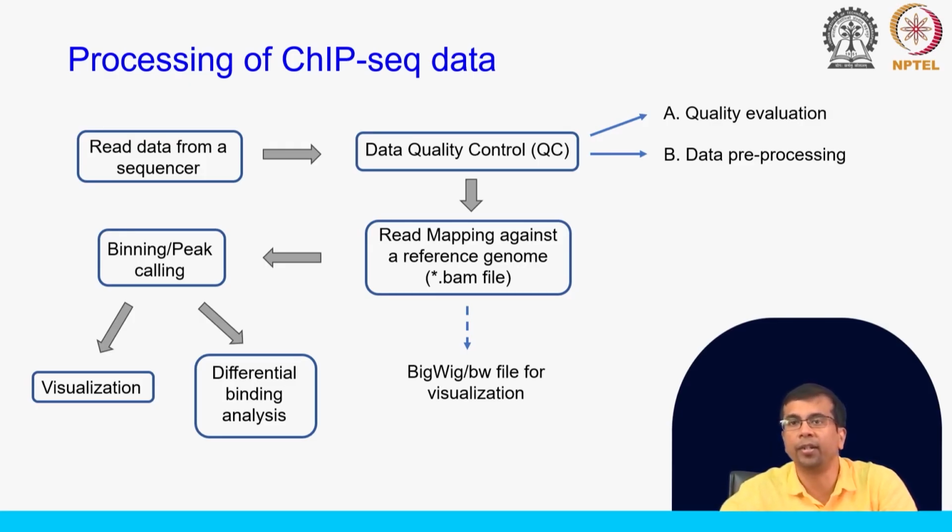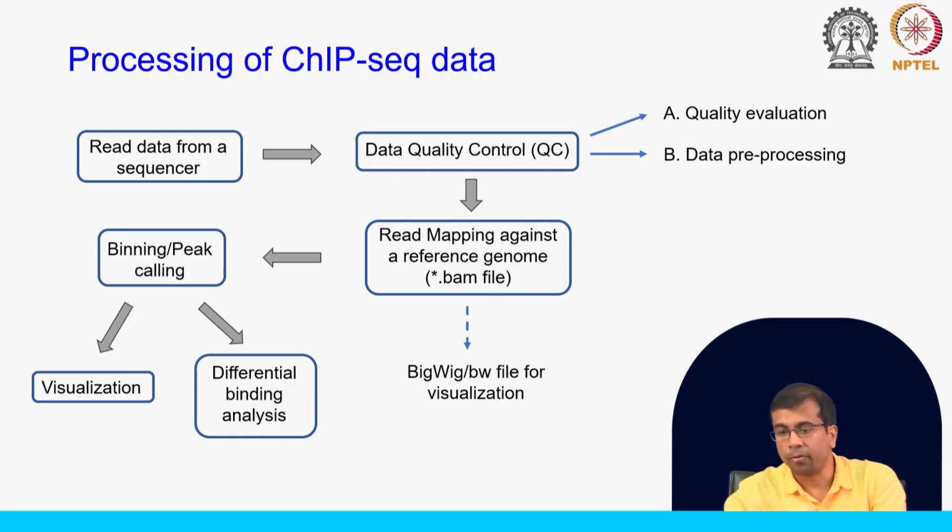Similarly, you can ask whether the histone modification patterns have changed because of some treatment, let us say, or maybe because of different sample types. If you take the earlier example, cancer versus normal, whether there is any difference in the pattern of these histone modifications. All those things will come under the differential binding analysis.